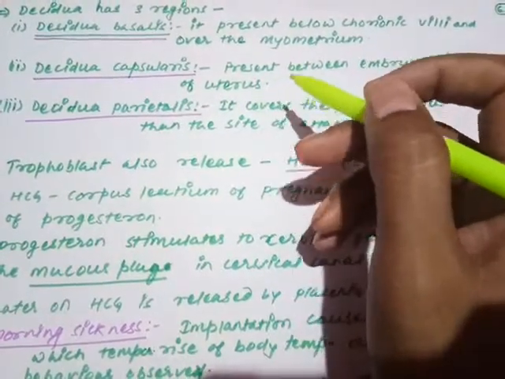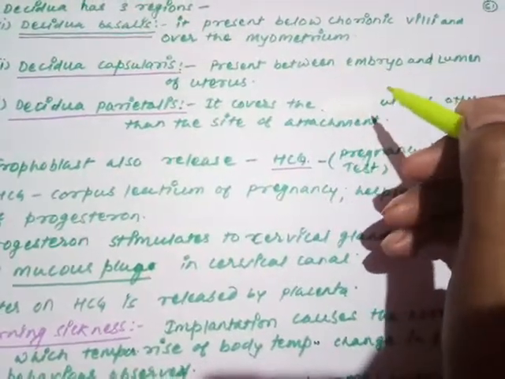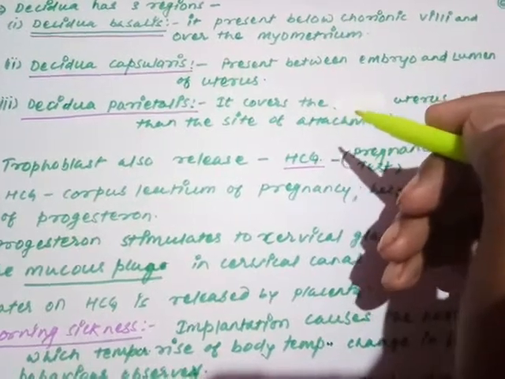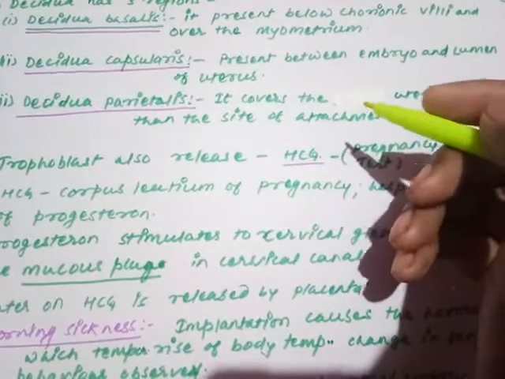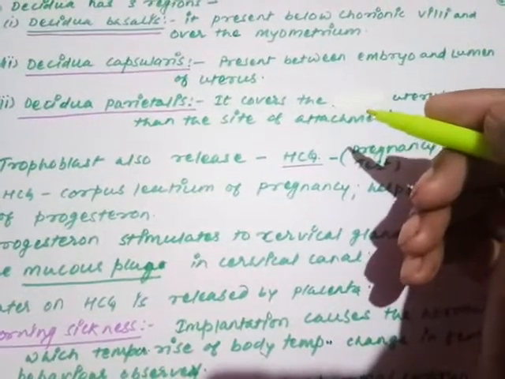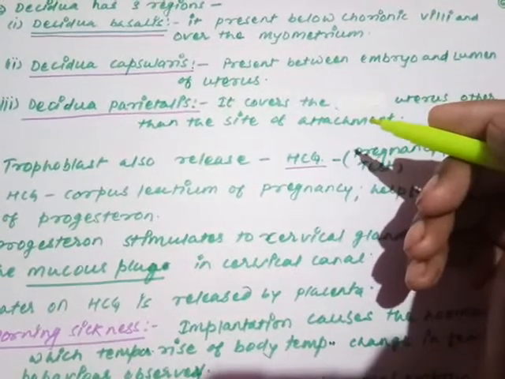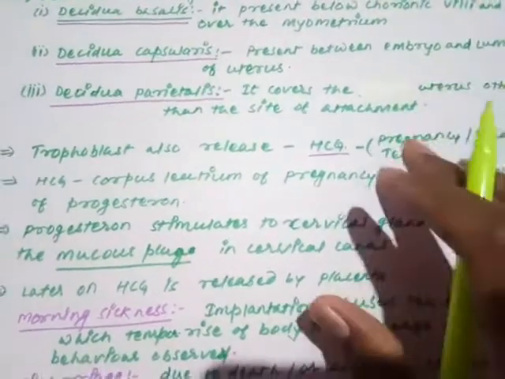Second one, decidua capsularis. Decidua capsularis is the part which is lying between the embryo and the lumen of the uterus. Third one, decidua parietalis. Decidua parietalis is the part of decidua which covers the uterine surface except the place of attachment. जहाँ पे attachment हुआ है वहाँ पे नहीं मिलेगा, उसके अलावा आसपास के एरिया में पूरी तरीके से decidua parietalis का formation होगा. Now moving on to the next.